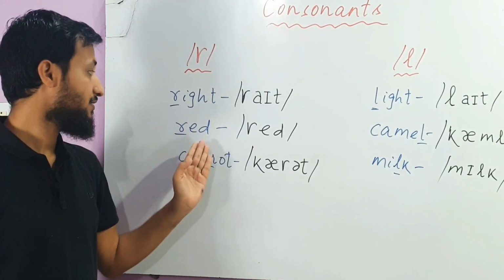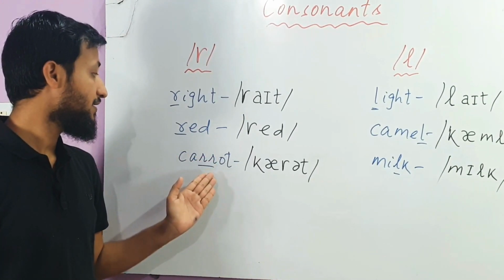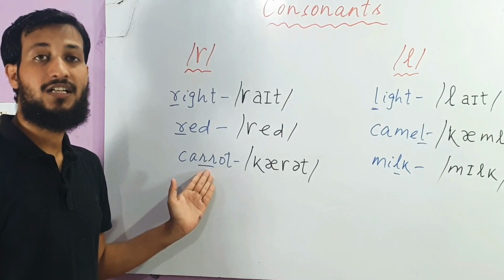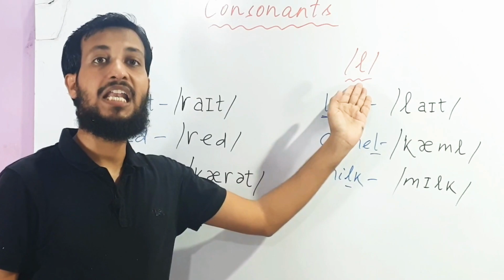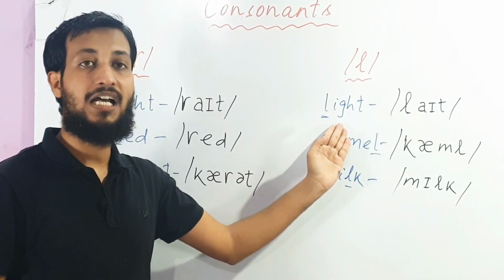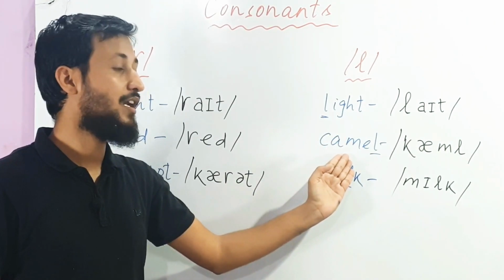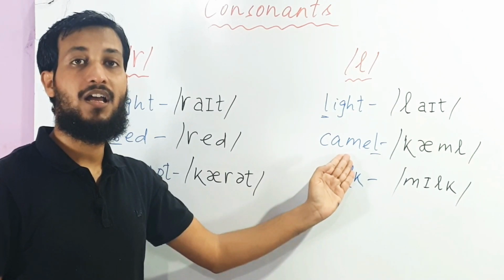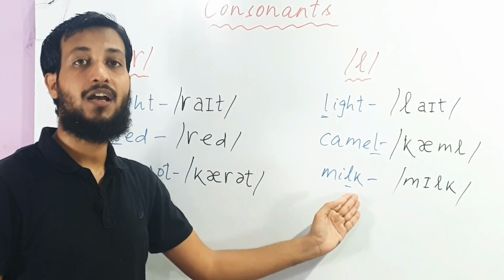Our next sound is r, as in right, red, carrot. The next one is l, as in light, camel, milk.